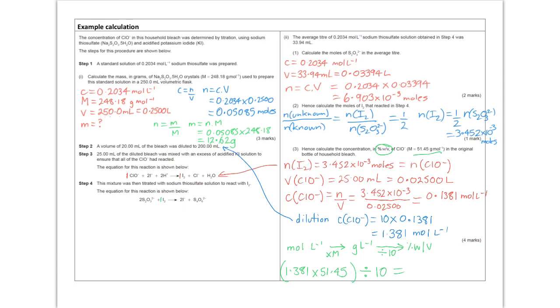I'll just pause and calculate. And that equals 7.1035, so we round that up to 4, and that's either grams per 100 millilitres, or really that's the same as percentage weight volume, which is what the question asked us for.